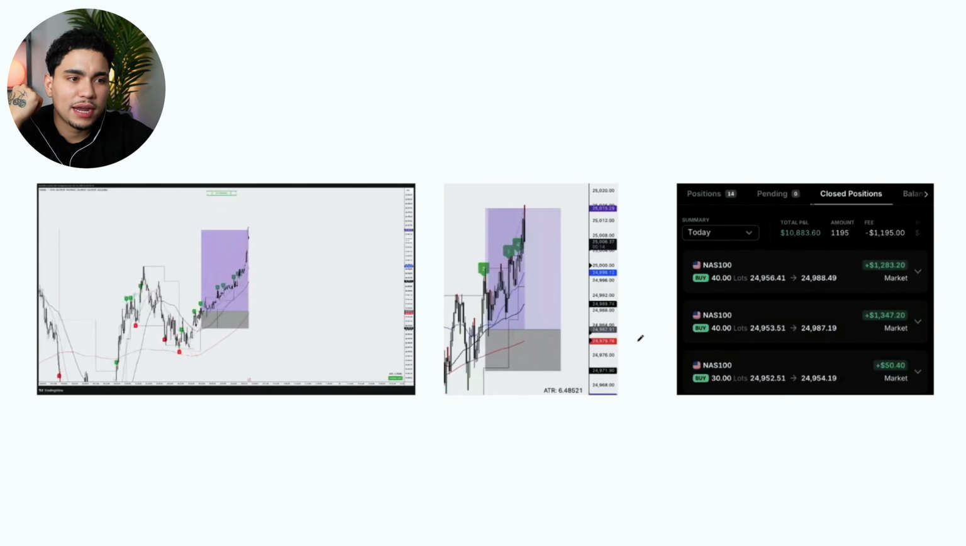Yes, sir, you read that right. Last night, while laying in bed, I made $10,883 with only these two trades right here. Both were taken at 1 in the morning on NAS 100. You can see it right here. This was around a 1 to 4, and this one was around a 1 to 3.